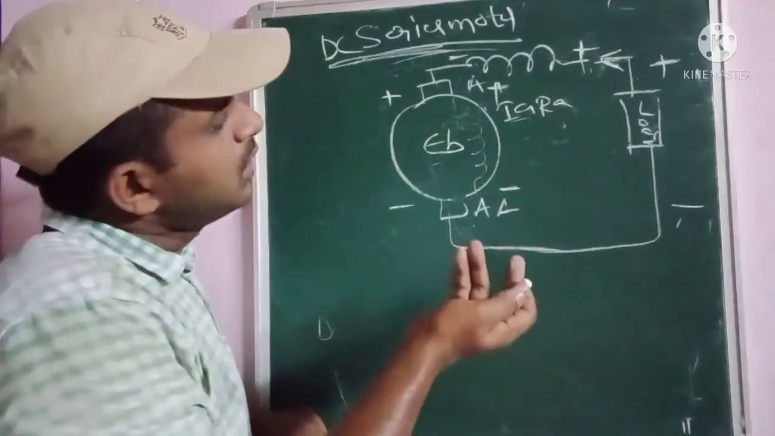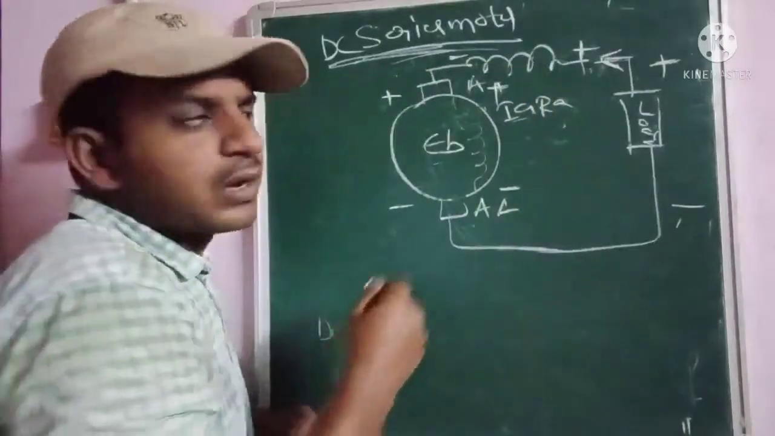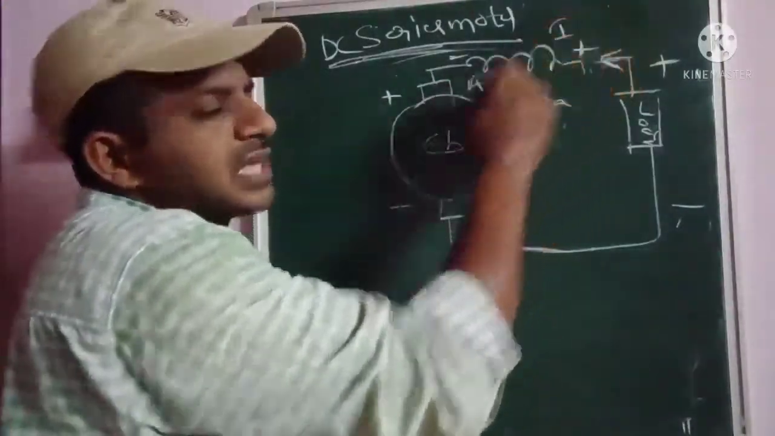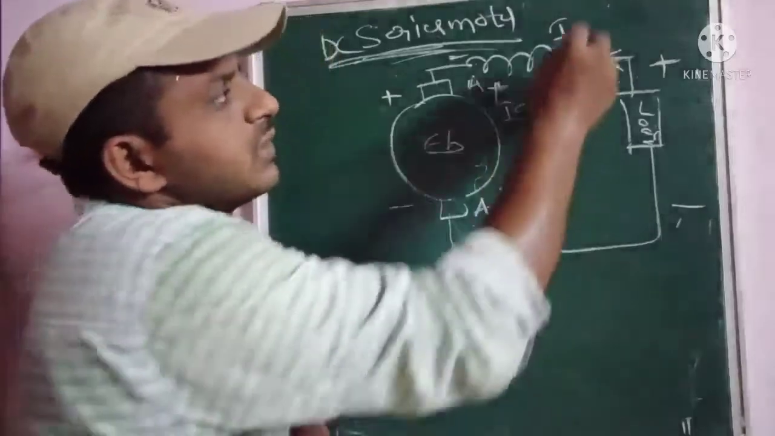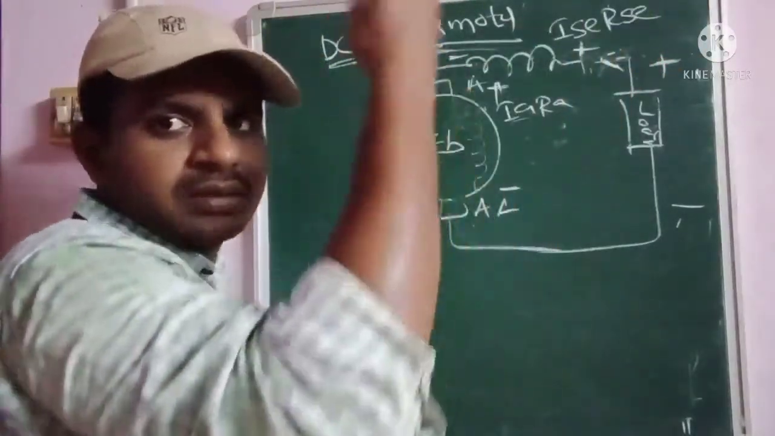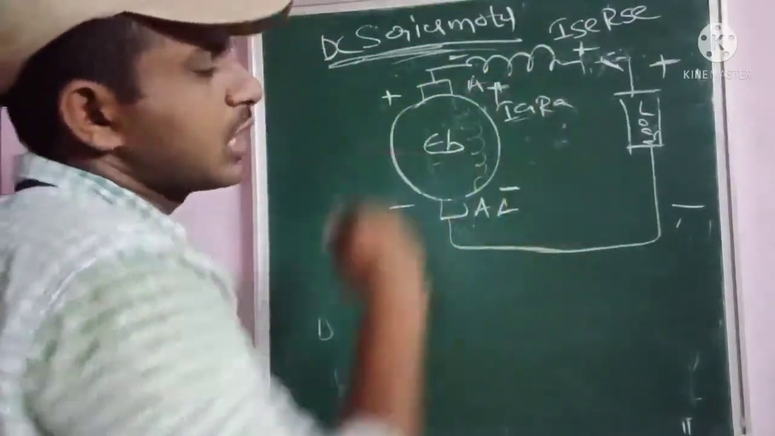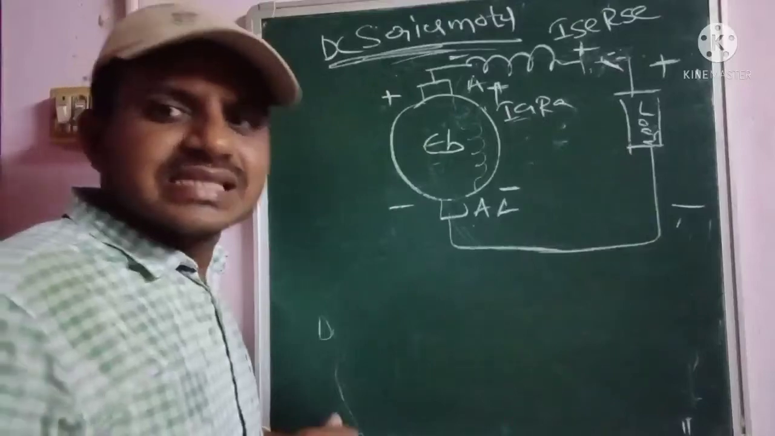Is anyone there? No one is there. This is the series field winding, which is given as Isc into Rsc. You already know that Isc into Rsc comes from the generated equations. So this is the total representation of the DC series motor.